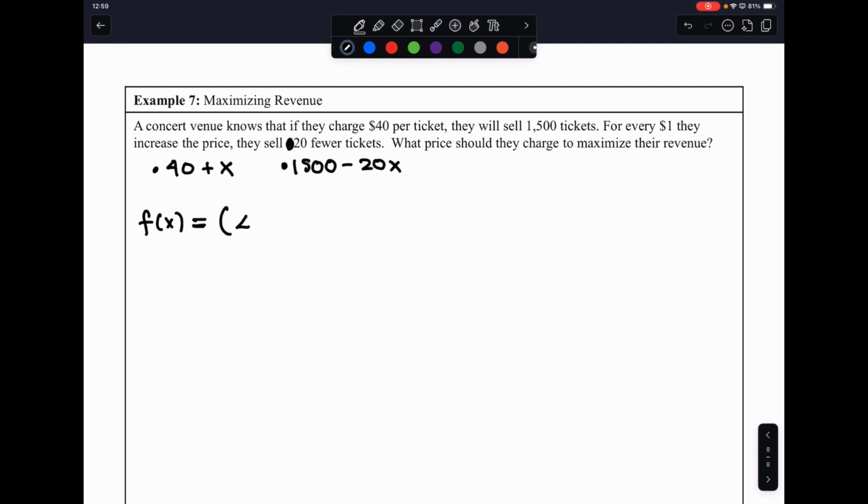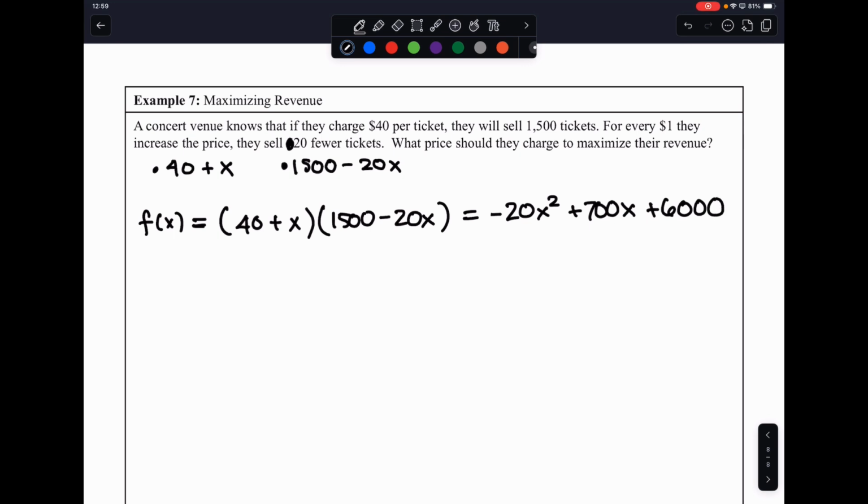So we have the $40 plus $1 increase per ticket, multiplied with the 1,500 tickets minus 20 tickets per ticket. And that's going to give us the following quadratic: -20x squared plus 700x plus, I'm sorry, 6,000. Okay, so this is the quadratic that we need to use.